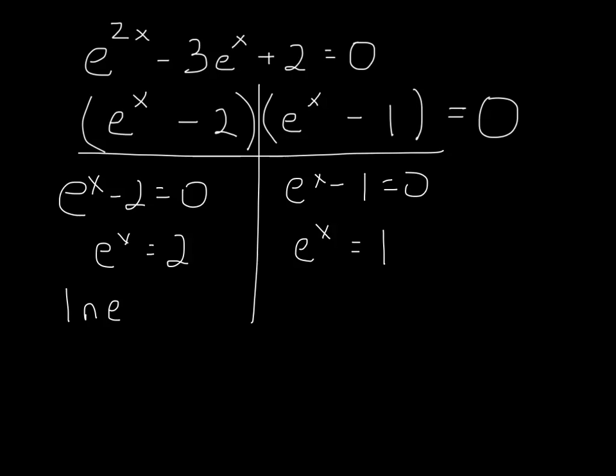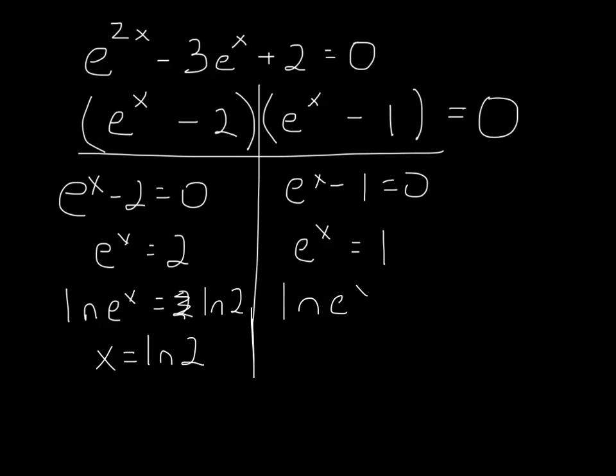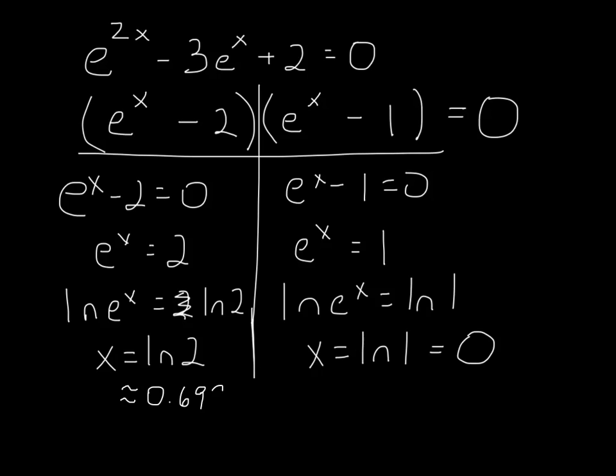Now we'll take the natural log of both sides. You can take the common log if you'd like, but you're going to have a little more work. So here on the left, we're going to have x equals ln of 2. And on the right, we're going to get x equals ln of 1. And you might remember from a previous video that the ln of 1 is actually equal to 0. But we need our calculator for the approximate value of ln 2, which is 0.693.